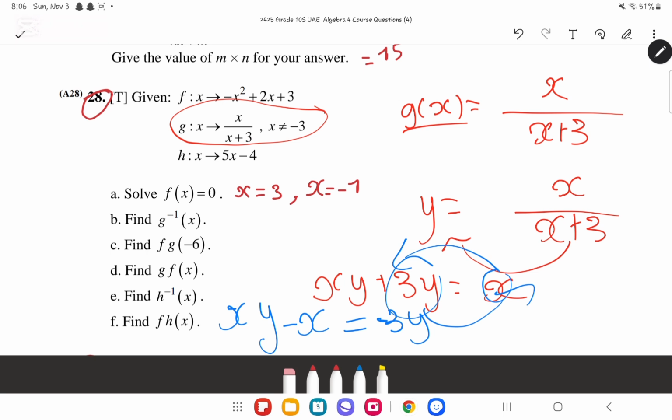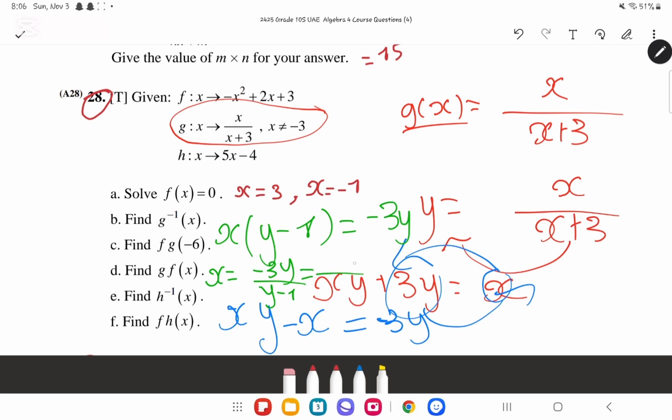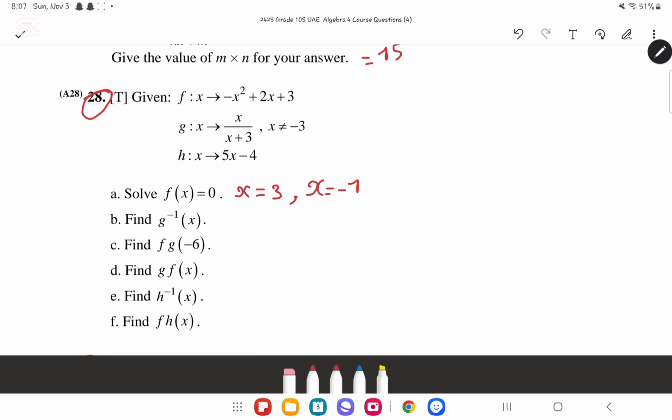Then we're going to factor out the x. It's going to become x times (y minus 1) is equal to minus 3y. So then divide both sides by y minus 1. You're going to get x is equal to minus 3y over y minus 1. Then you can either write it like this, or you can write it as 3y over 1 minus y. So either way works. But let's say we chose the other way, where x is now equal to 3y over 1 minus y.